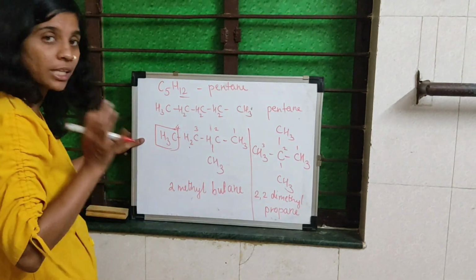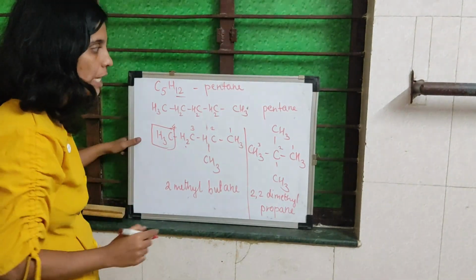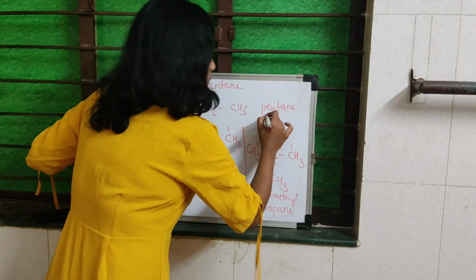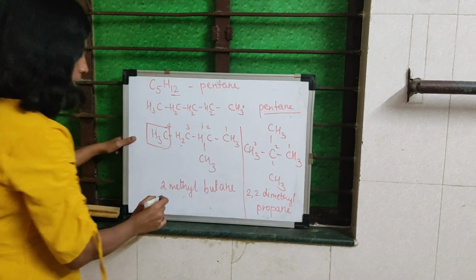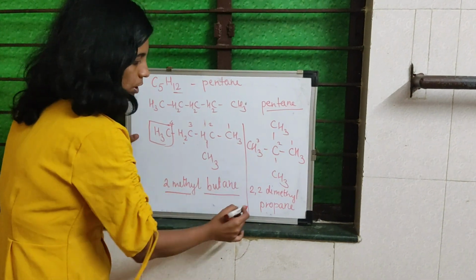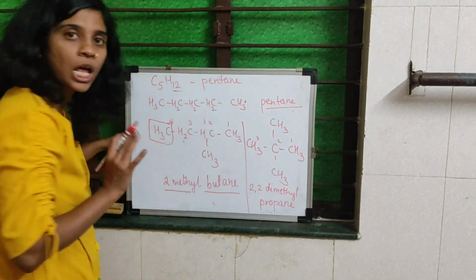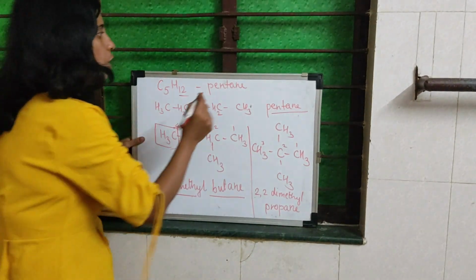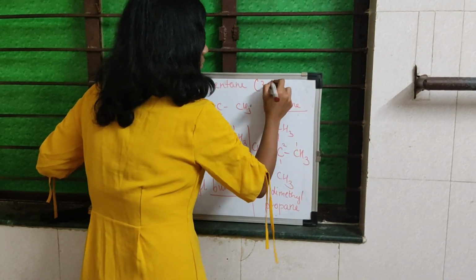So how many compounds can you form, or how many isomers can you form? One is the straight chain pentane, second is the 2-methyl butane, and the next one is 2,2-dimethyl propane. So you can form 3 isomers from pentane.